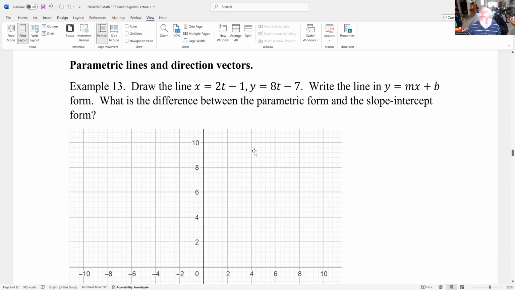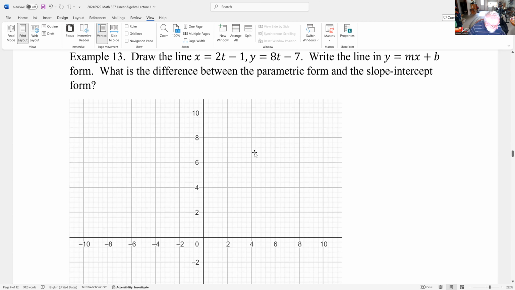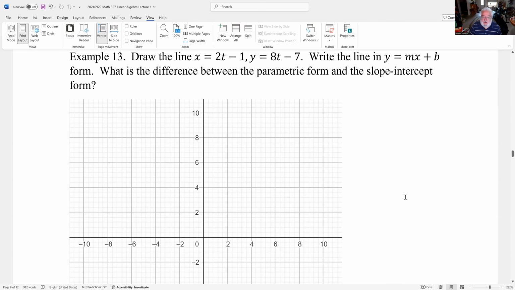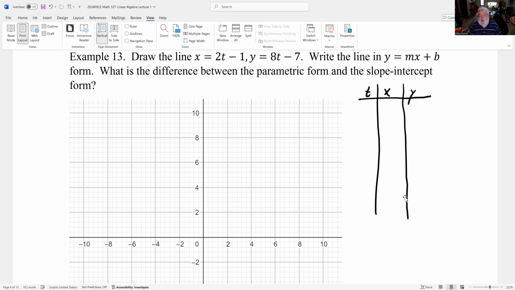So what is this line? x equals 2t minus 1, y equals 8t minus 7. This is what's called a parametric line, a parametric representation of a line. And so for each t, we get an x coordinate and a y coordinate. And this is generally why we use t and y in the differential equations part. We're going to be using x here to be the x coordinate.